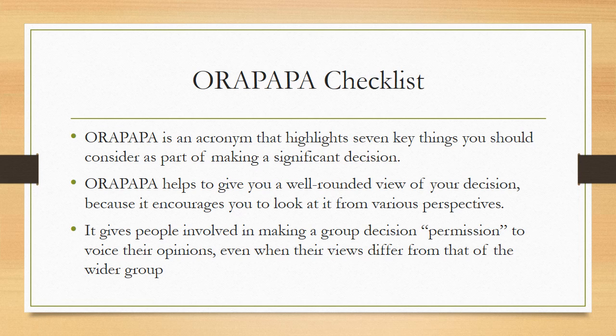So the RAPAPA checklist, this phrase, it's an acronym that highlights 7 key things you should consider as part of making a significant decision. It helps to give you a well-rounded view of your decision because it encourages you to look at it from various perspectives, and it gives people involved in making a group decision permission to voice their opinions even when their views differ from that of the wider group.